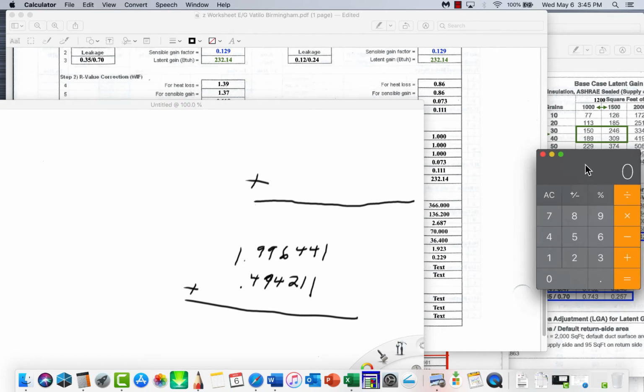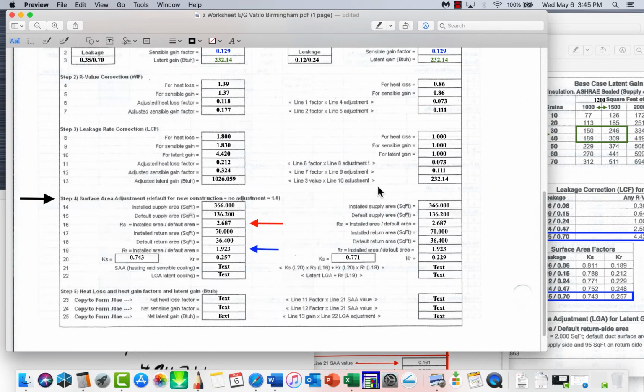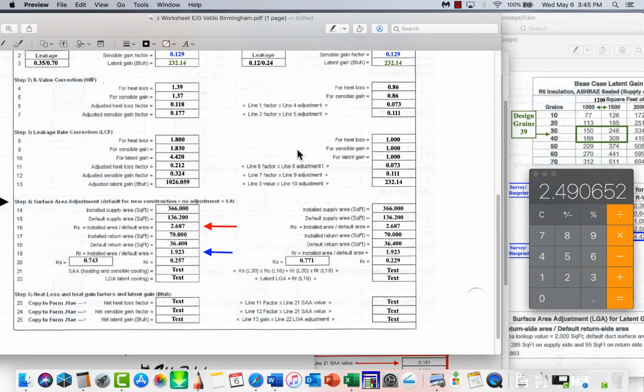Okay, now we just need to add these two numbers together. 1.99641 plus 0.494211. Okay, and equal that up and everything and see what we get. 2.49, and that will round up. So let's just bring that up here and go from there. Okay, put that right there. 2.491.